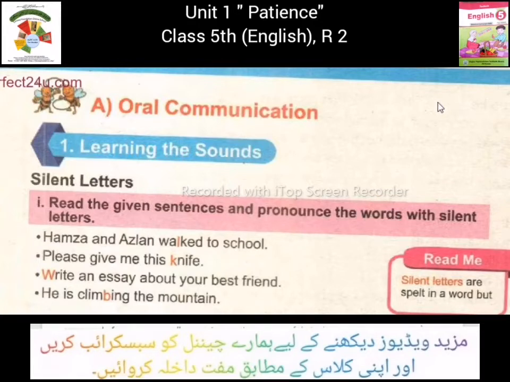He is climbing the mountain. B letter, pronounce... he is climbing the mountain. No B sound is produced, so that is a silent letter. I hope you will get the idea of what are called silent letters. So these are some examples that you can see.